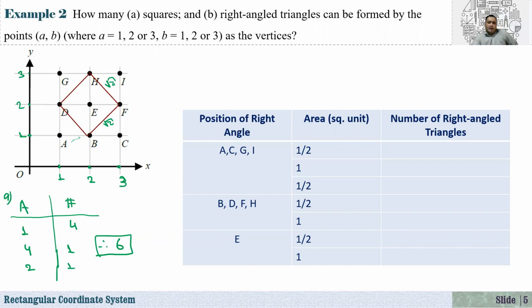Okay. And how about the triangle? For right angle triangles, they may have the same area but different shapes, right? So that's why it's not a suitable way to count the right angle triangles by area. But instead, usually to form a right angle triangle, one angle should be equal to 90 degrees.